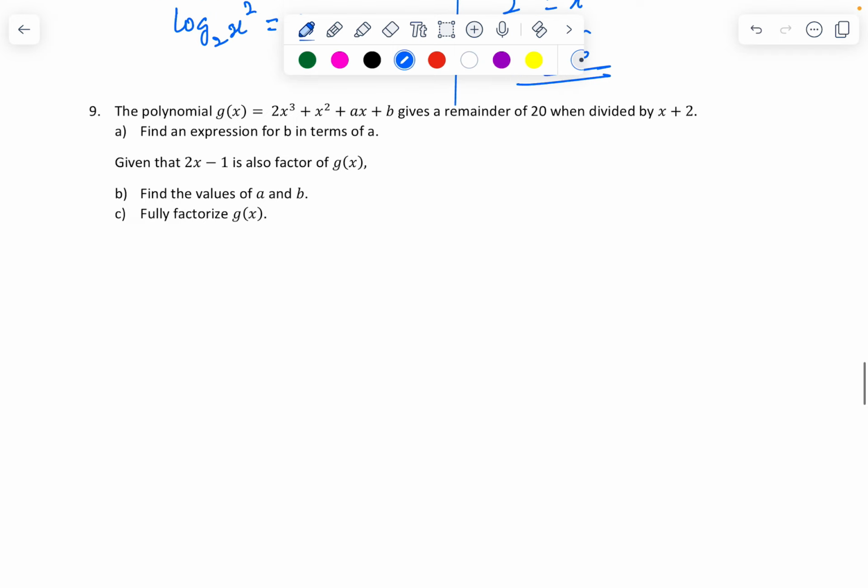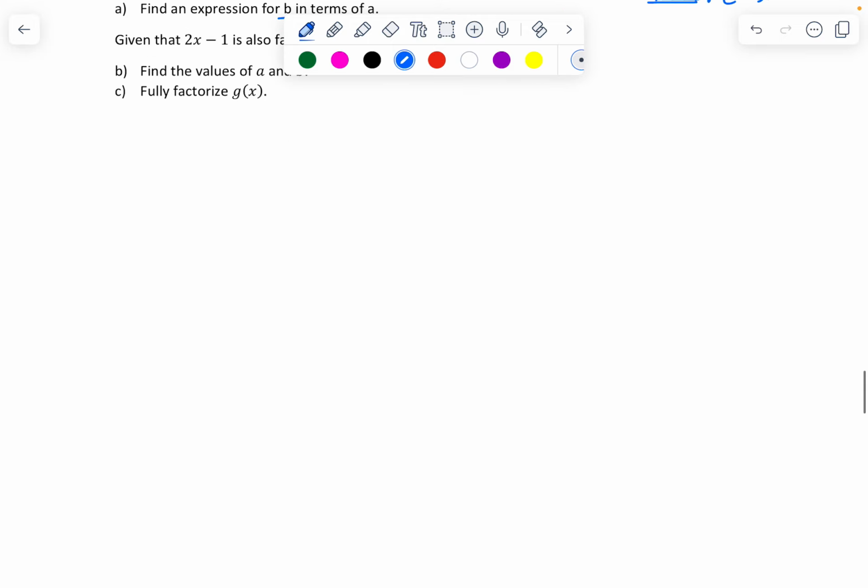Question number 9. The polynomial g of x equal to 2x cubed plus x squared plus ax plus b gives a remainder of 20 when it is divided by x plus 2. So I will use it as f of negative 2. Find an expression for b in terms of a. Okay, first let us find a.